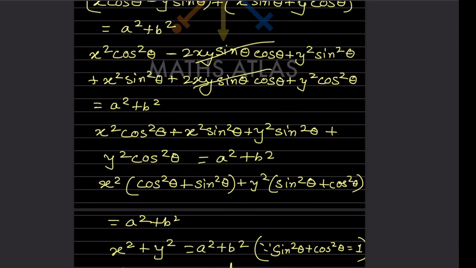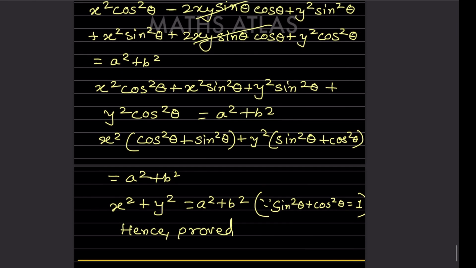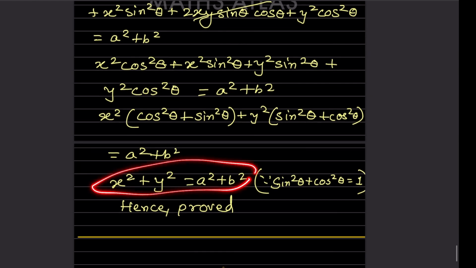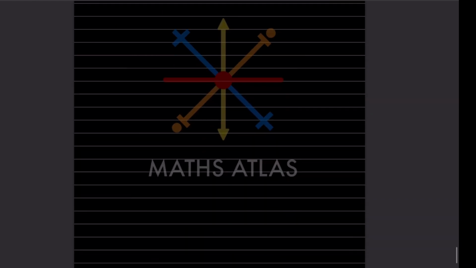Both are the same. So now we can write 1 into x square, that is x square, plus y square into 1, that is y square, and this will be the same. So you can write here why this is so: sin square theta plus cos square theta is equal to 1. You have to show that, so do not skip this part. So that is proved. They have asked for this proof, and that is proved.